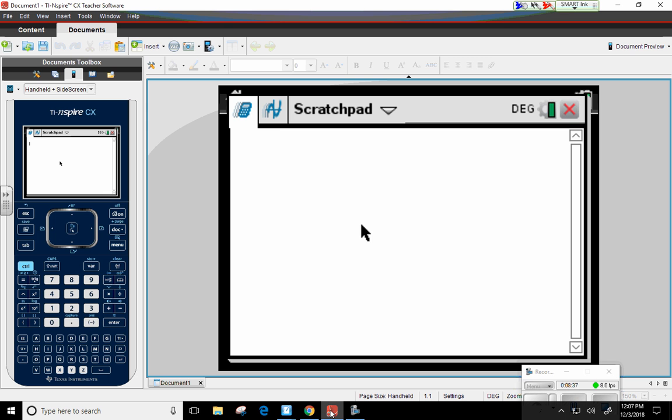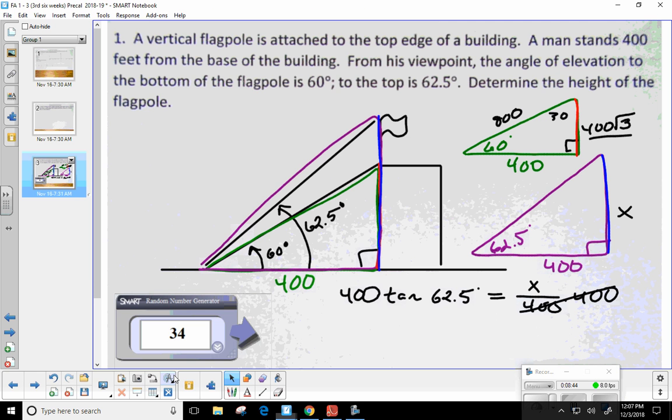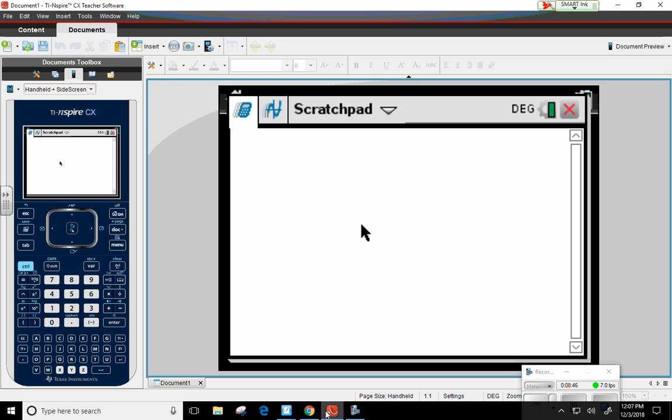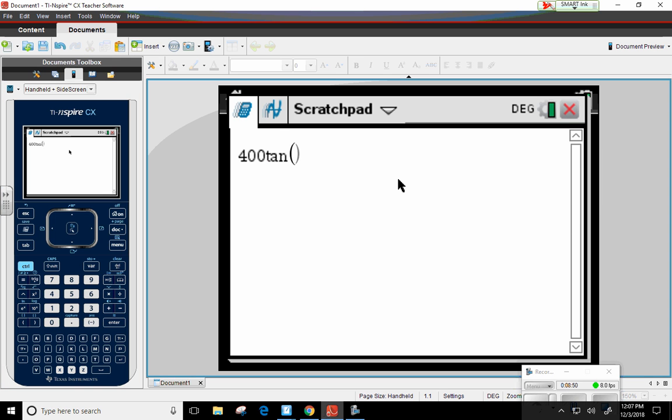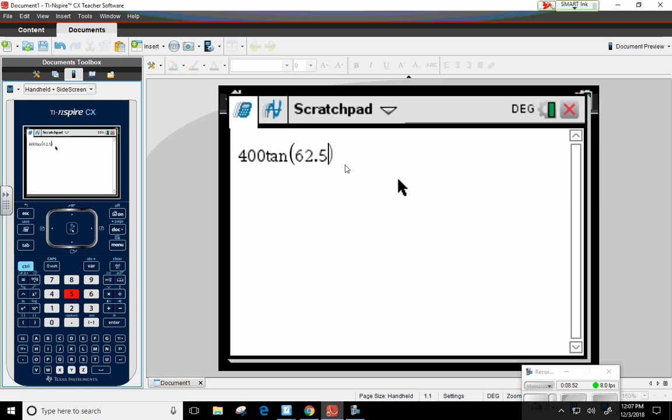I kind of figured it would do that because I'm using those different colors. Let me go back over here real quick. Let's see if it'll let me go back. If I click that mouse button, maybe. 400. There we go. Then it was tangent. What was it, 62.5? Okay. And then we're going to subtract 400. I believe it was just the square root of 3.